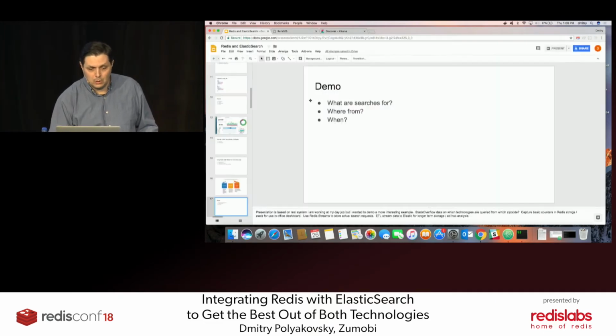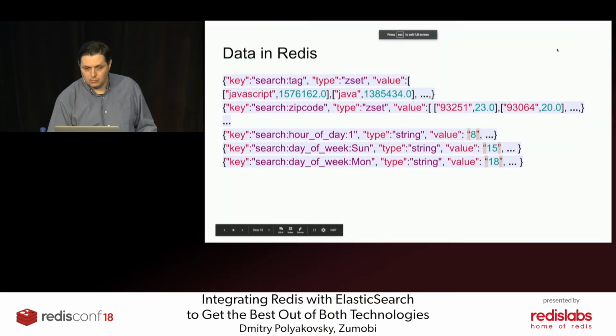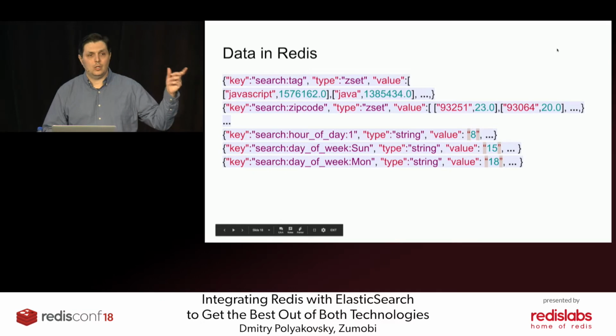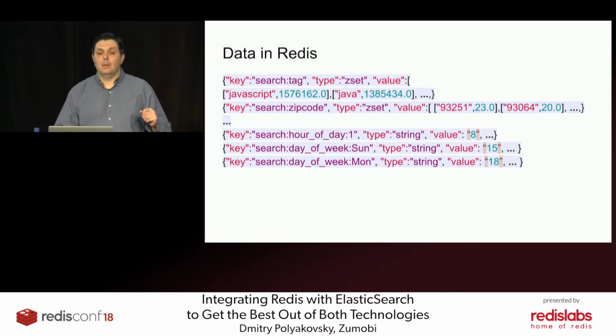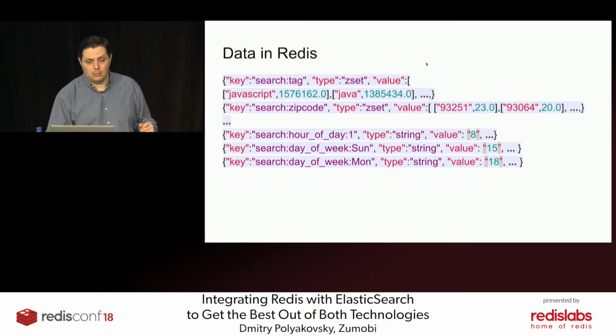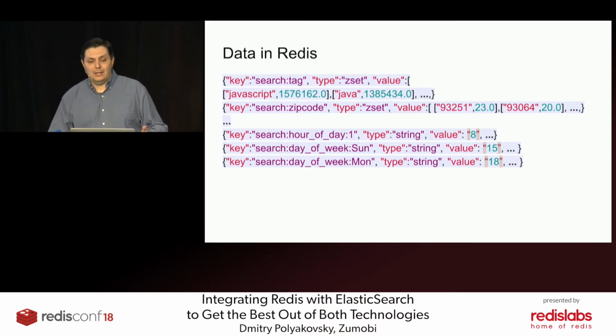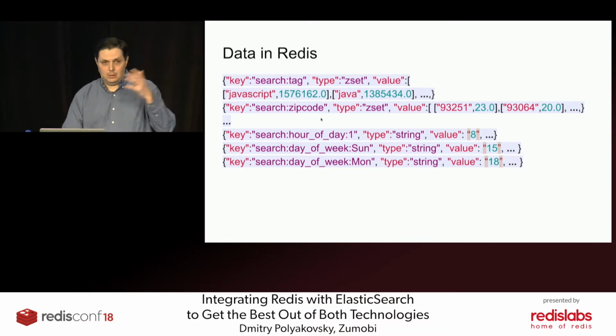So behind the scenes, Redis uses sorted sets to store the data. I have a sorted set called search tag, and members of this sorted set are the tags or technologies, and scores are the number of times it was searched for. So I keep incrementing it every time a search occurs. And same for zip codes. I increment the search zip code sorted set.